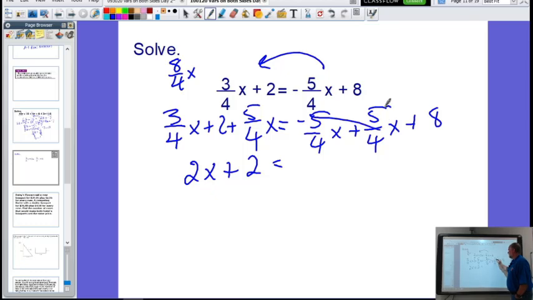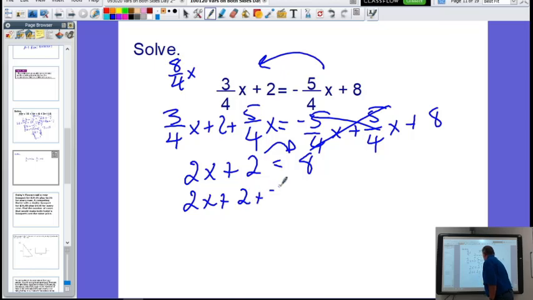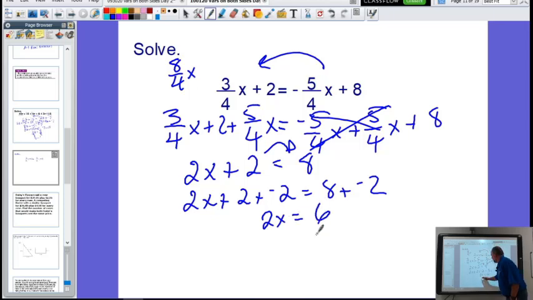And then over here, my 5/4 go away, and we're left with 8. So now it turned out to be a nice, pretty problem. So now I just move the 2 over to be with 8. So 2x plus 2 plus negative 2 equals 8 plus negative 2. So 2x is equal to 6. And then we divide both sides by 2, and you end up with x is equal to 3.